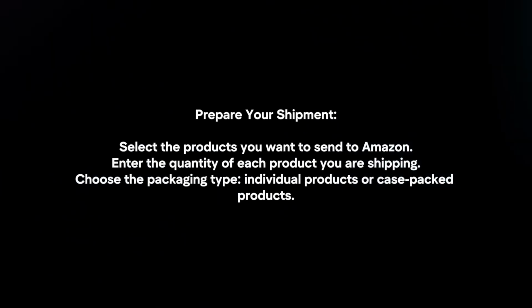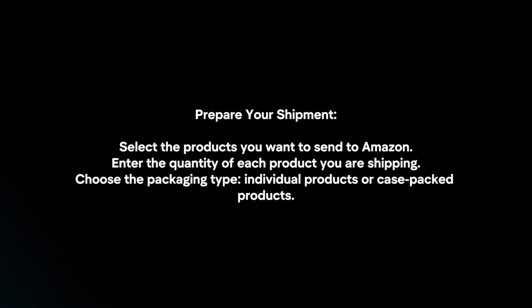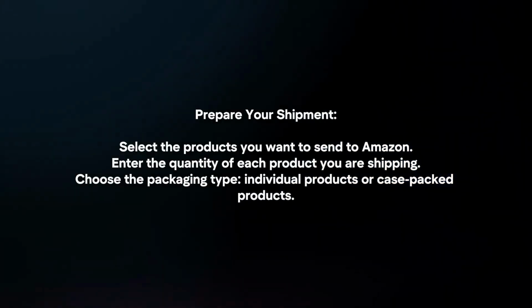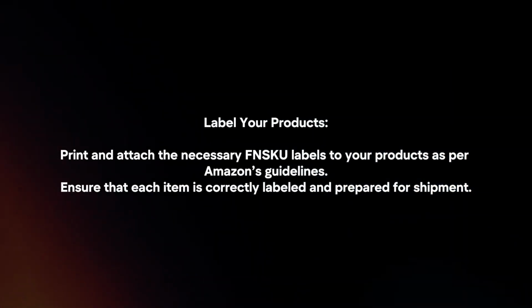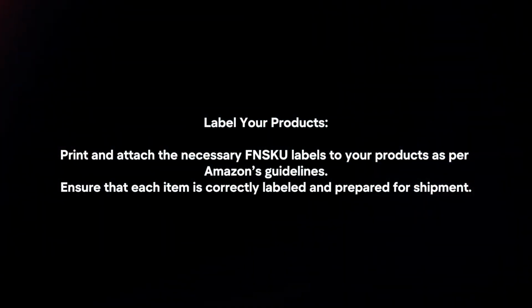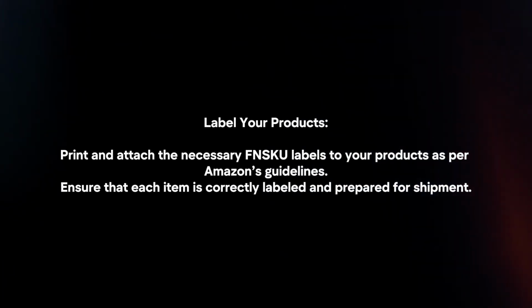Prepare your shipment. Select the products you want to send to Amazon. Enter the quantity of each product you are shipping. Choose the packaging type, individual products or case-packed products. Label your products. Print and attach the necessary FNSKU labels to your products as per Amazon's guidelines. Ensure that each item is correctly labeled and prepared for shipment.